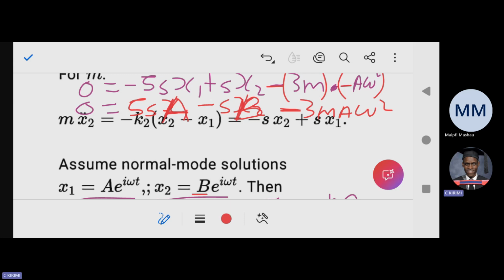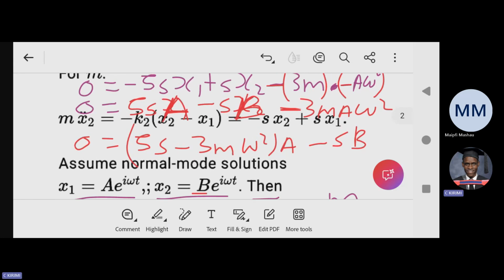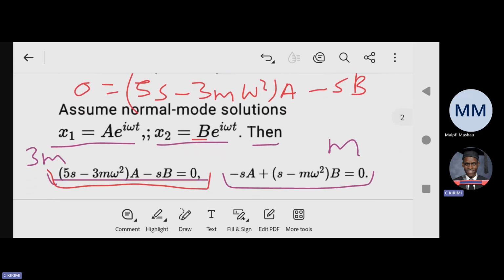So you group the a's together. 0 is equal to 5s, you take that one minus 3m omega squared, you close the bracket. Everything there is sharing a common a, minus s multiplied by b. So it's a matter of just putting those two equations so that you equate them to 0.